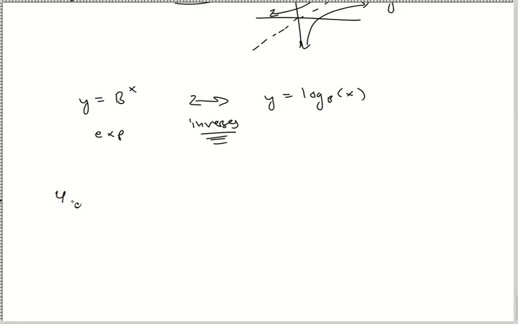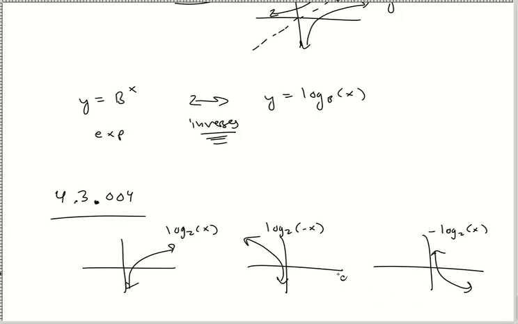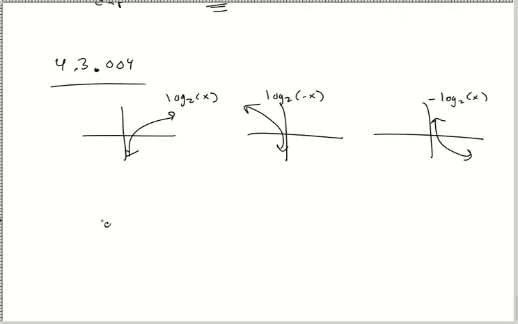Let's keep going. So I got 43004. Again, this is a graphing, match it up kind of question. So this here is log base 2 of x. This side is log base 2 of negative x. And then this guy here is negative log base 2 of x. I'm not too concerned about it. Transformations, we've seen it before. No big deal there. Keep cruising.